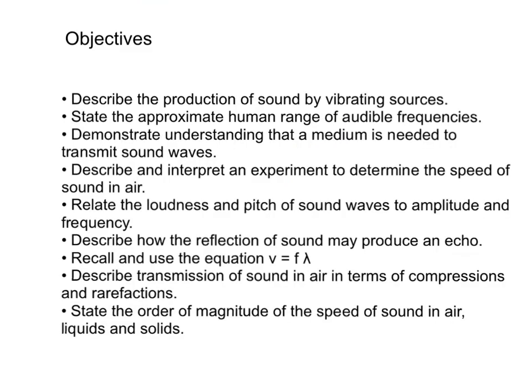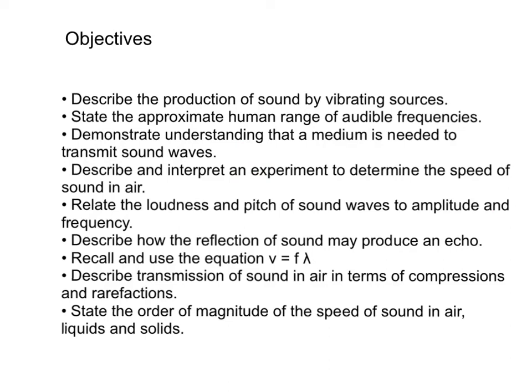So let's take a final look at the learning objectives, and these are taken straight away from the IGCSE. So describe the production of sound by vibrating sources. Tick, we've done that with a ruler. Now, you also know the approximate human range of audible frequencies, hopefully, from 20 to 20,000 hertz. Then, demonstrate understanding that a medium is needed to transmit sound waves. Tick. You should know that sound cannot travel through vacuum, for example. We've done this. We've determined an experiment to determine the speed of sound in air. And we know how loudness and pitch are related to frequency.